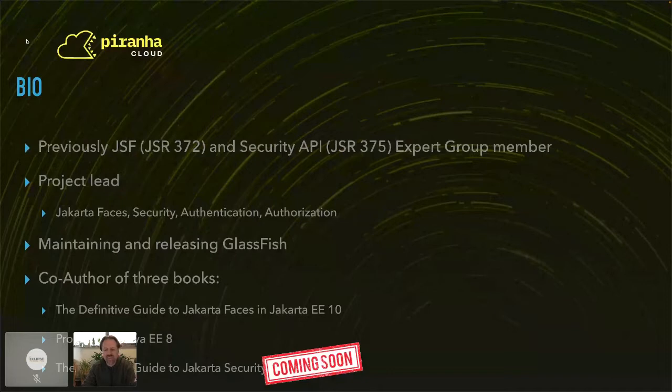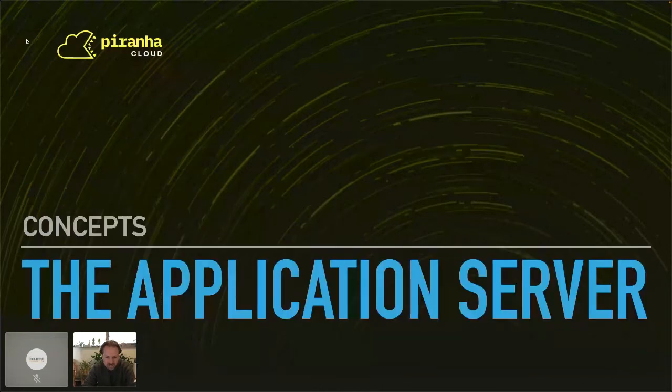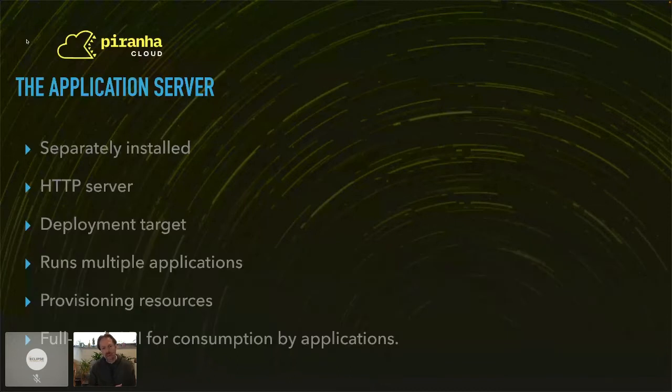All right, so let's talk a little bit about the application server concepts before we dive into Piranha Cloud. Okay, so what's an application server? This consists of a couple of points. So an application server is first and foremost separately installed. It typically contains an HTTP server, sometimes other servers. So this essentially means it listens to network ports for incoming connections and sends responses to those.